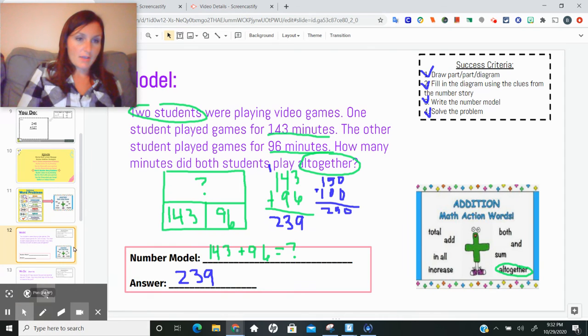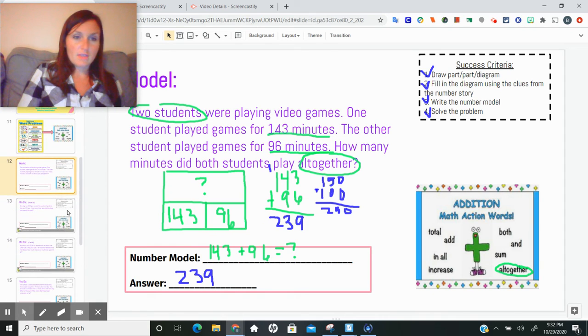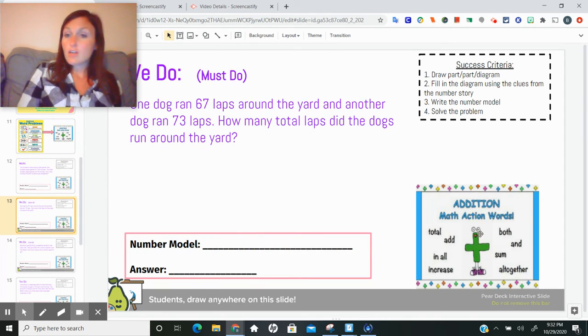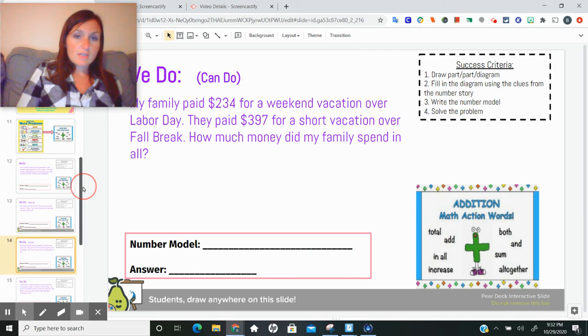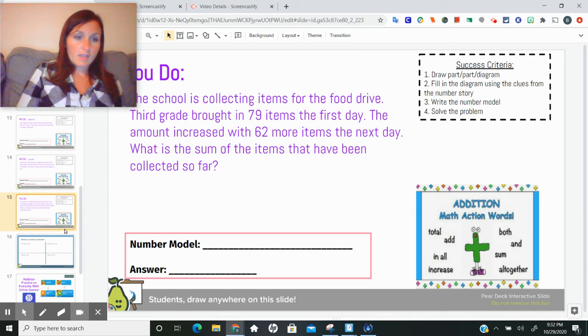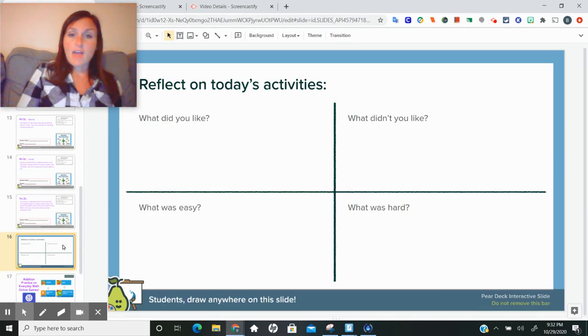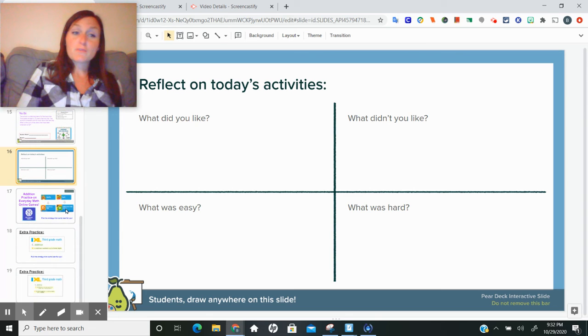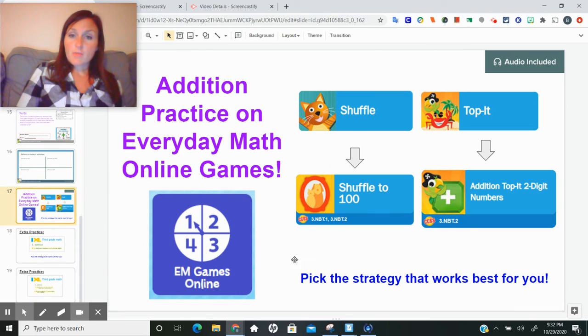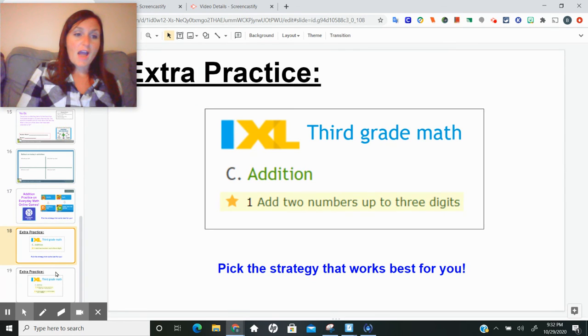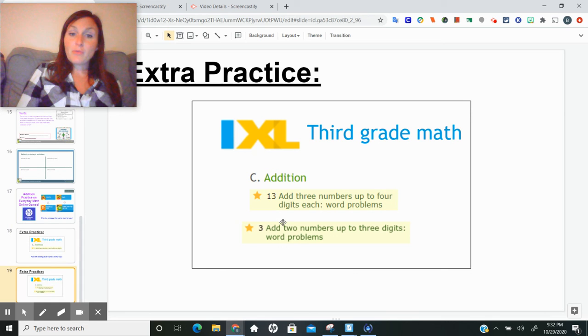Right, so you guys are going to now go through and use these same kind of things that I just did. You can even use our anchor chart. You can use the part total diagram to help you. And you're going to solve these problems here. And then you're going to go ahead and reflect. Now, there are some opportunities for you to practice some more. Here are some everyday math games that will help you with addition. And then here are some different IXL practices. I would suggest definitely going on to these word problems ones. That's going to be very helpful.